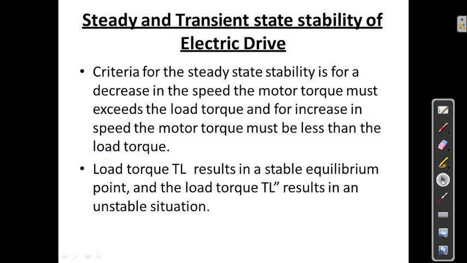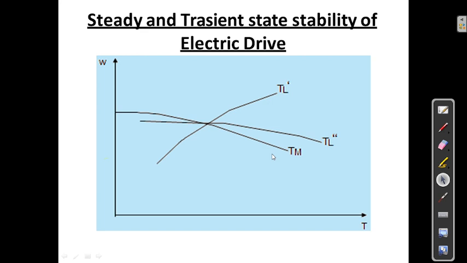Then the load torque TL results in a stable equilibrium point, and the load torque TS results in an unstable situation. You can see in the diagram, which is for ω and T. Here you can see TL dash as well as TL double dash and TL. This one is load torque 1 and this is load torque 2, and then this is the motor torque. This is the curve between torque and speed.